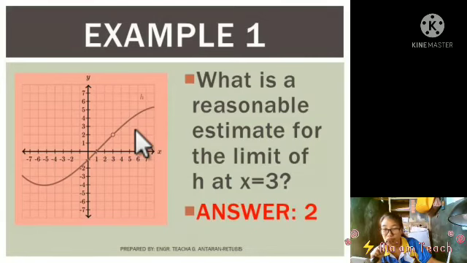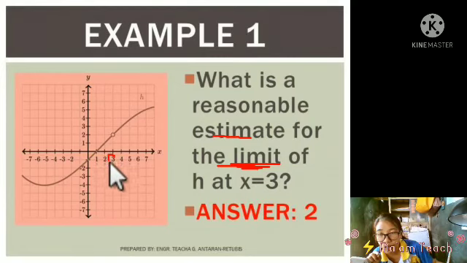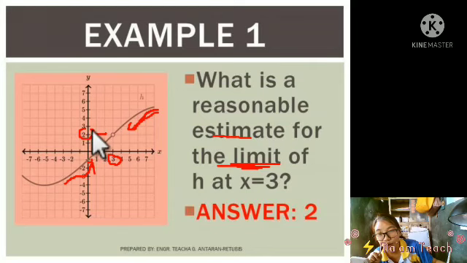Now the question is, what is the reasonable estimate for the limit of h as x approaches 3? So where is your 3 here? This one is your 3. You can approach this 3 from here, or you can start at the bottom, or at the top. So if you start at the top and approach 3, what is the value of your y? If you intersect that, it is 2. It is approaching 2.